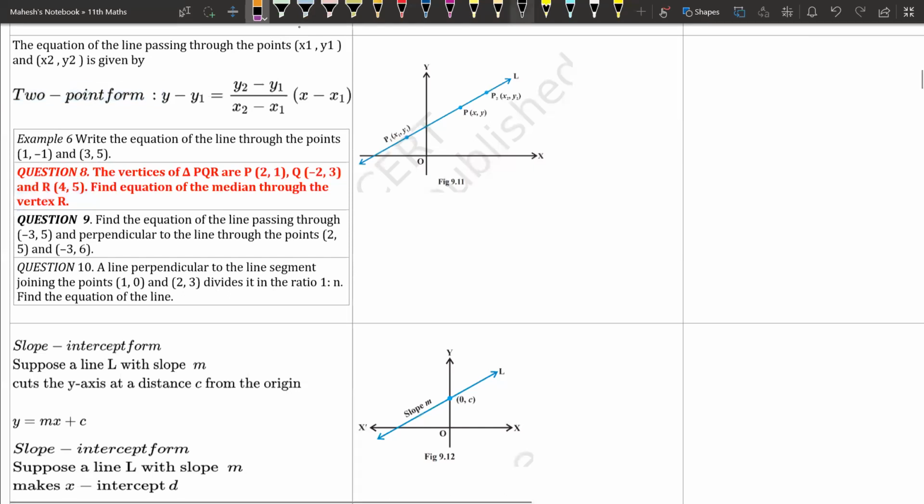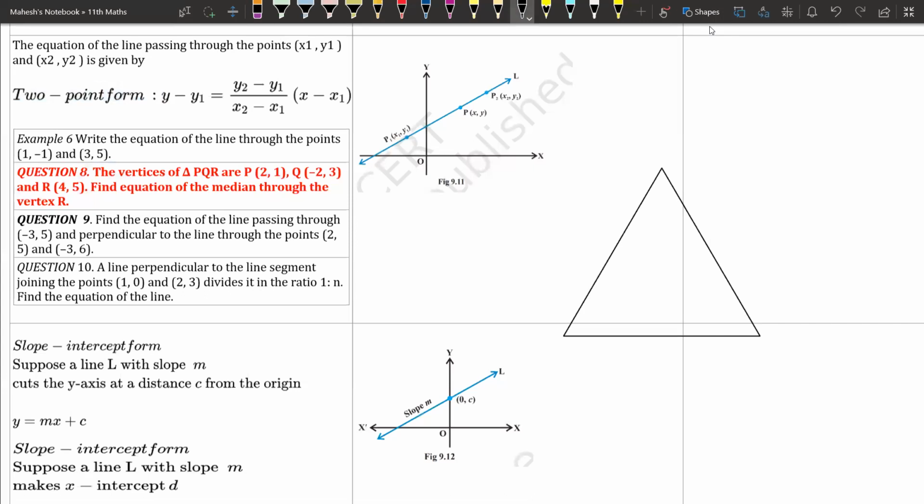So the first thing that we need to do is to make a triangle. Let's say I made a triangle here, and it can be any triangle. I've taken this triangle as PQR, writing its coordinates. P is mentioned as (2, 1), Q is (minus 2, 3), and R being (4, 5).